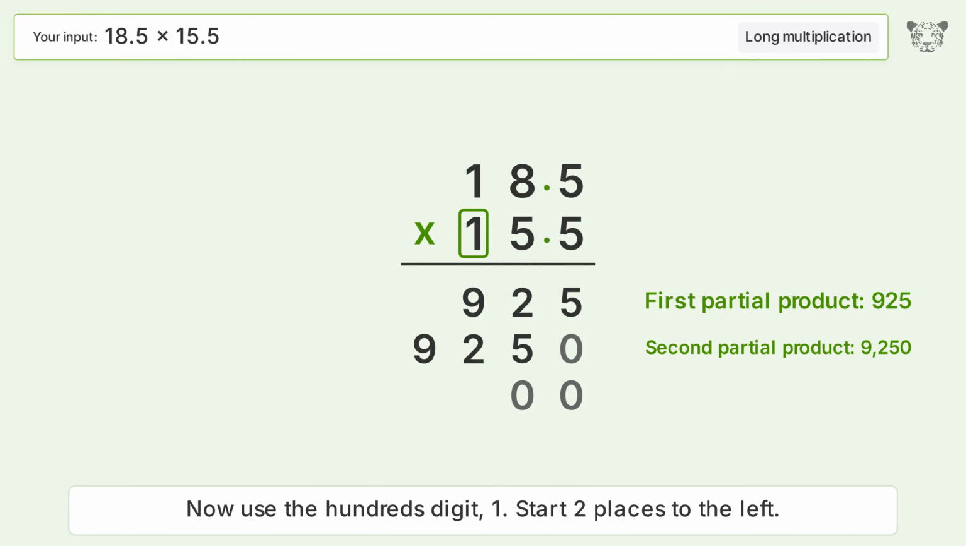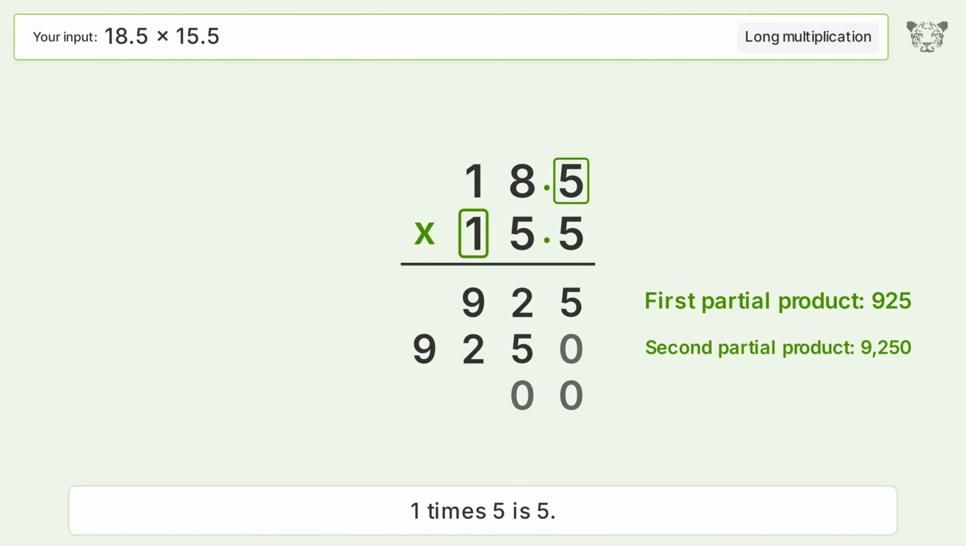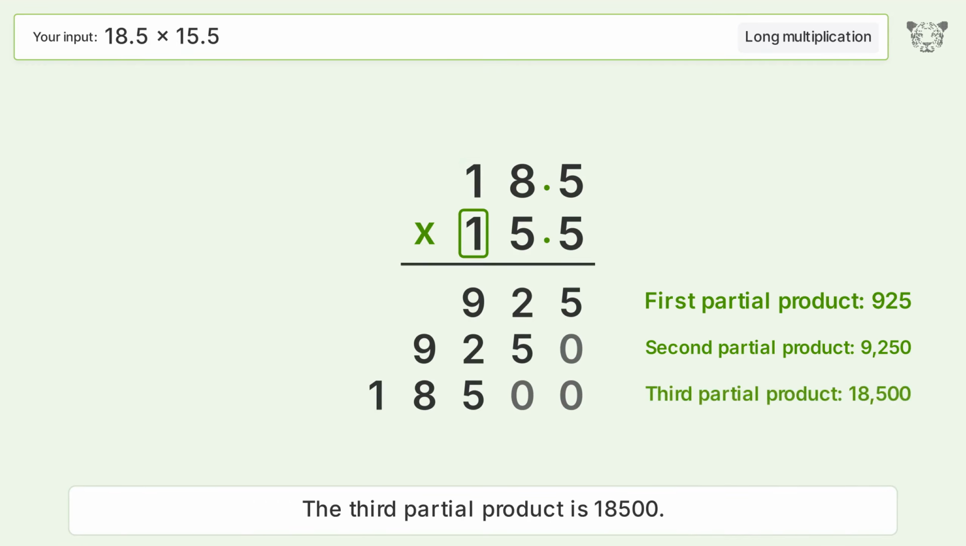Now use the hundreds digit, 1. Start two places to the left. 1 times 5 is 5. 1 times 8 is 8. 1 times 1 is 1. The third partial product is 18,500.